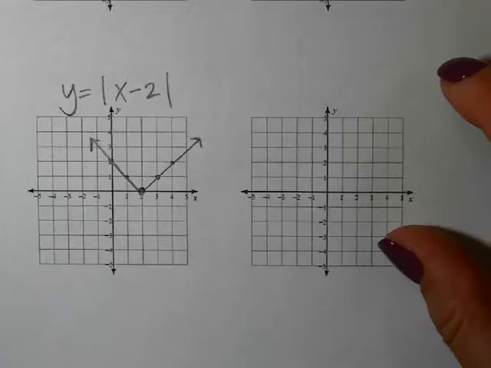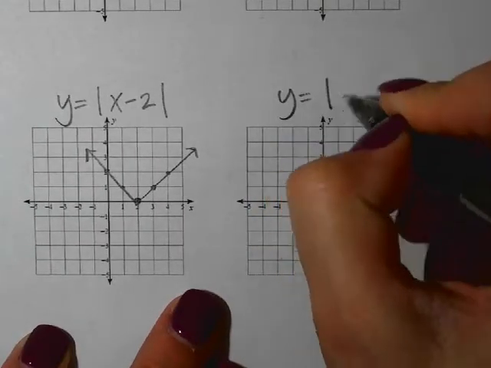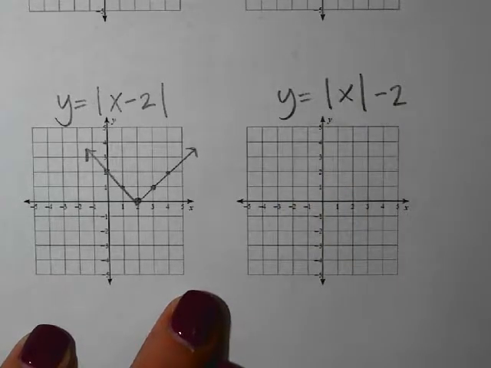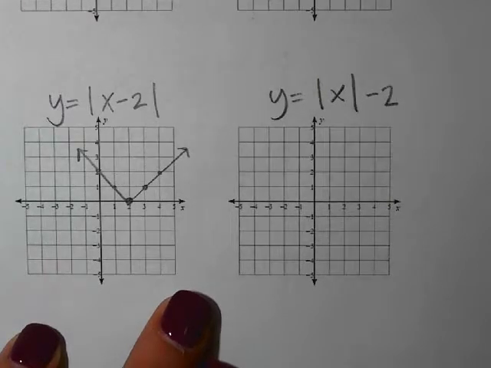Okay, and then last one, we'll say y equals the absolute value of x, and then take away 2 not inside the absolute value symbol. What does this one do? Down 2.